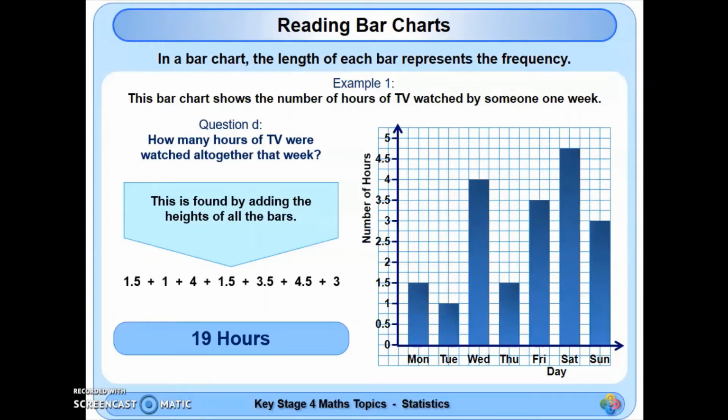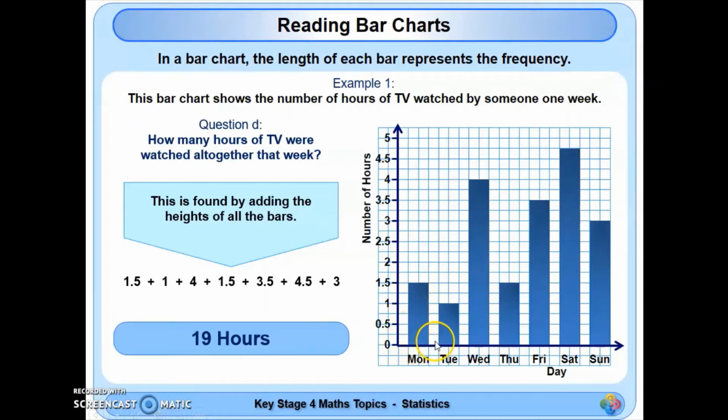A few things to notice in the bar chart is, of course, we label our axes. We need to keep things appropriate. We need to keep things accurate. So we've got the day on the x-axis and number of hours watched on the y-axis. Notice that the scale is very appropriate. It goes up in a consistent manner. The gaps between the values are consistent, so the scale is very appropriate.